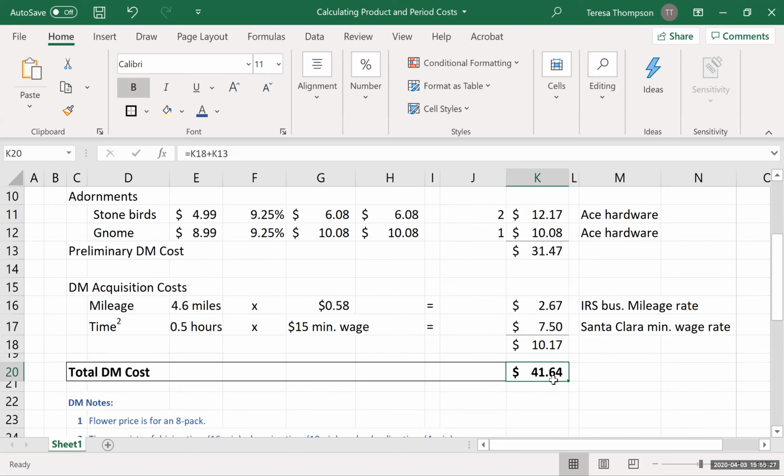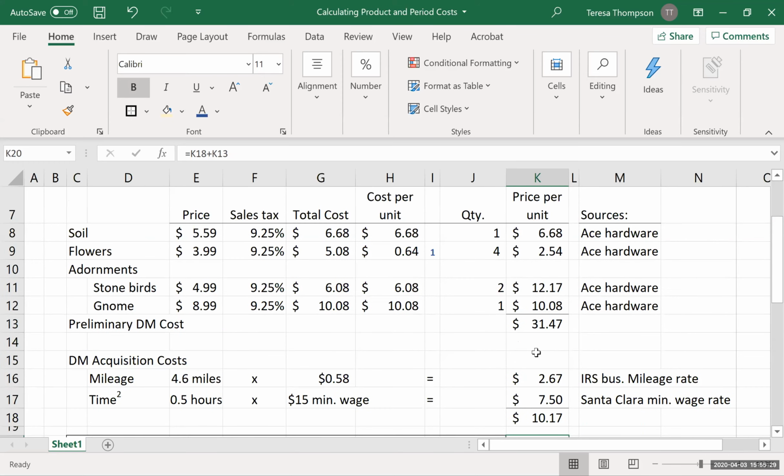So then within that 41, dig a little deeper, right? You can see your cheapest is the flowers, right? Most of it is your decorations, or in my case, my decorations for the planter boxes, and then my soil and also my acquisition costs. So then in your written analysis, depending on your findings, talk about how you can improve each one, right?